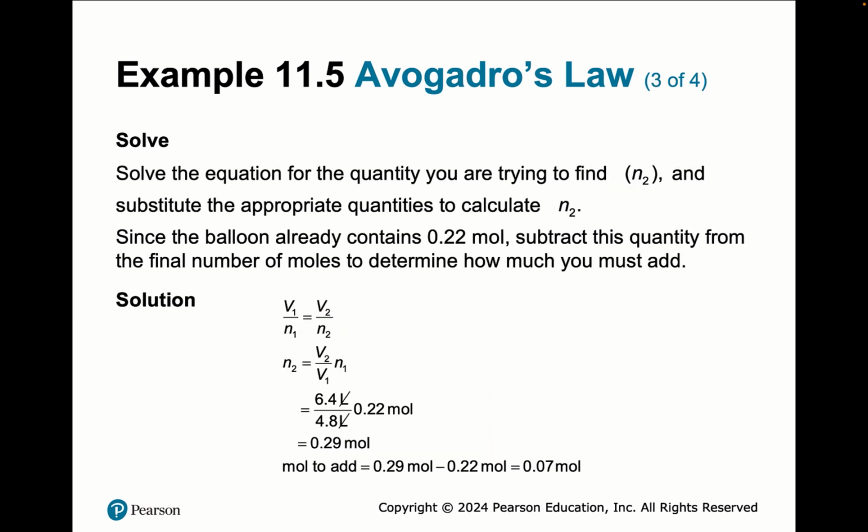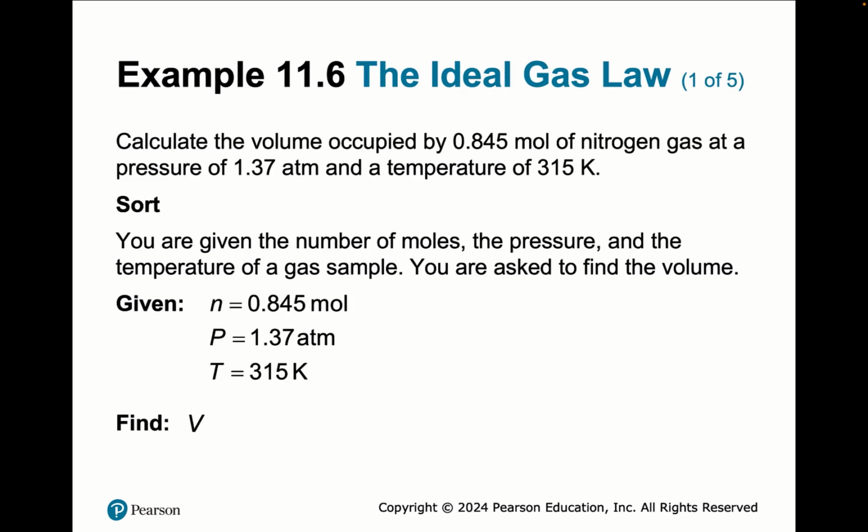So we do this, and the second number of moles is 0.29 moles. But we can't stop there, because it says how many moles do you need to add. So you need to subtract the initial. The change is always final minus initial. So 0.29 minus 0.22, and we get 0.07 moles. So that's the number of moles of gas you need to add to get the new volume.